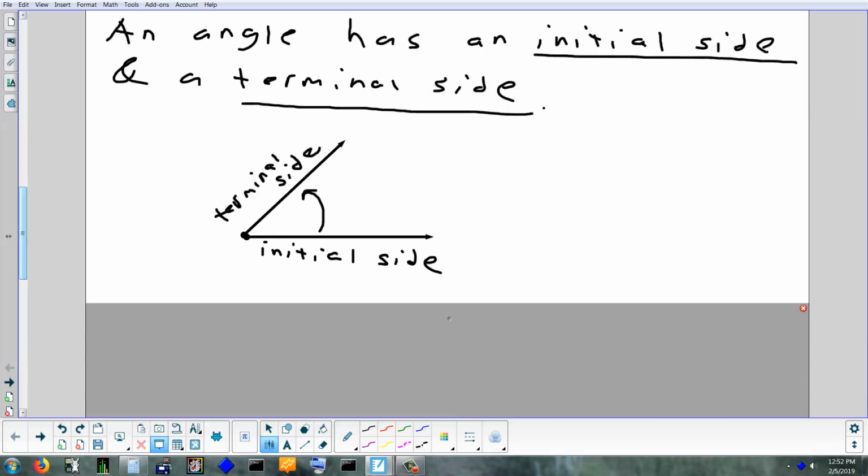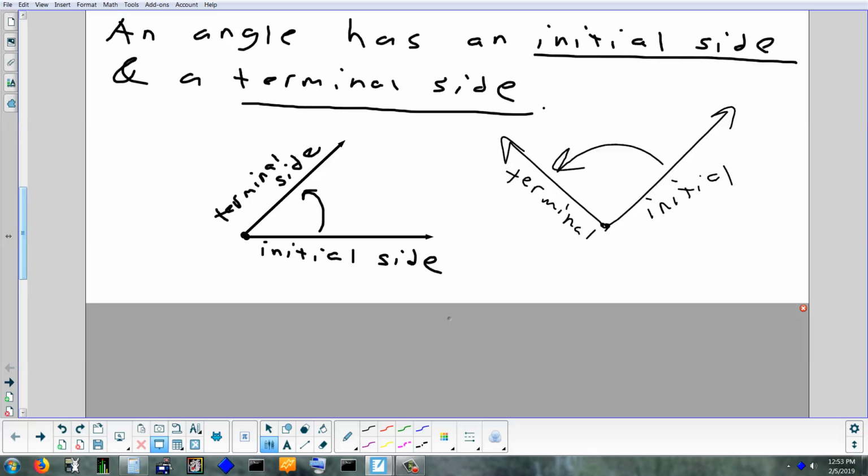So if you had an angle like this, if I go between the two rays and go in a counterclockwise direction, initial is over here, terminal would be where I end up.